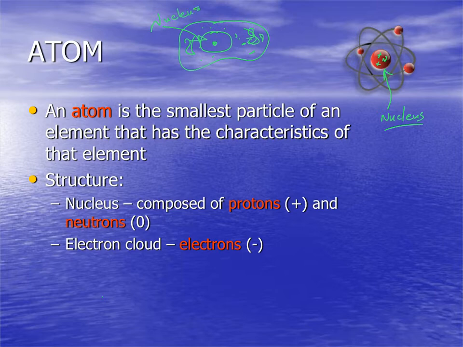Don't confuse the two, okay? One's the nucleus of a cell, the other's the nucleus of an atom. The nucleus of an atom has both protons and neutrons. There they are, protons and neutrons. Protons have a positive charge, neutrons a zero charge. So try to remember that.